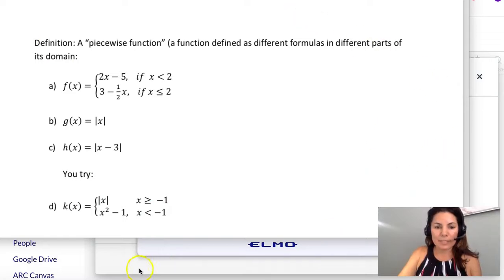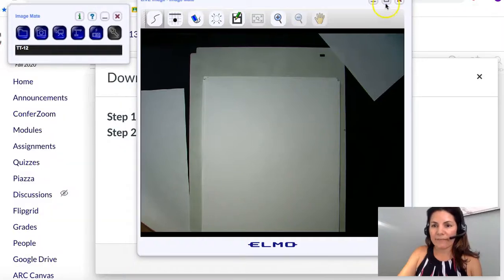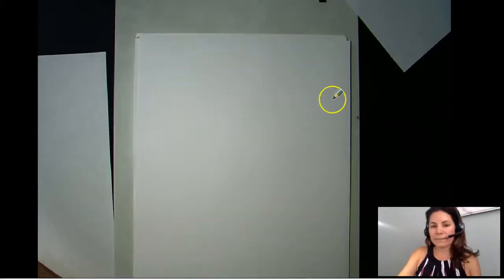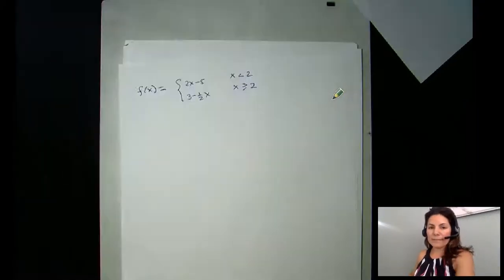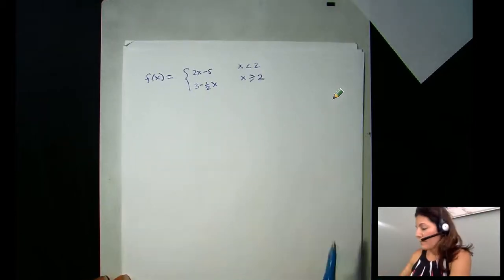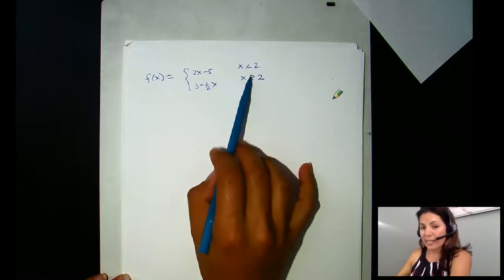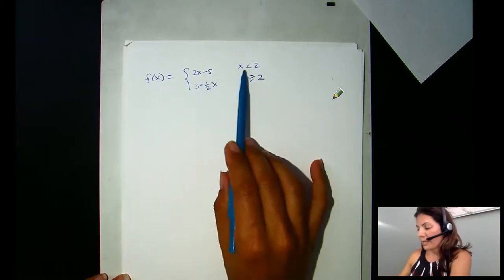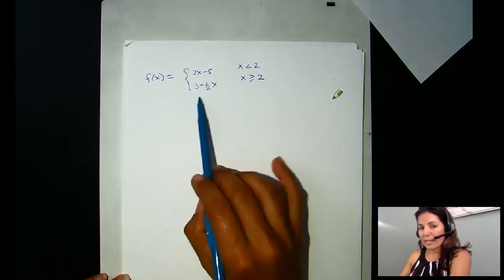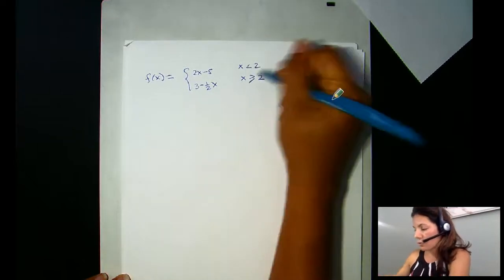So let me go to our formula. We're going to first graph f of x equals, where the function is defined in two parts, in different parts of its domain. So 2x minus 5 when x is less than 2, and 3 minus 1 half x when x is greater than or equal to 2.